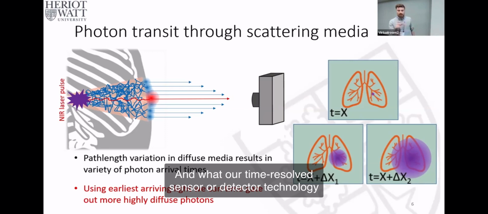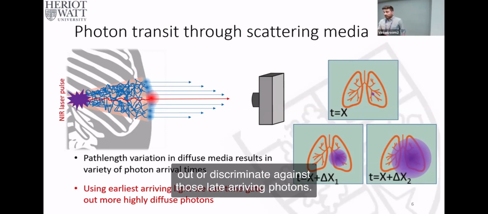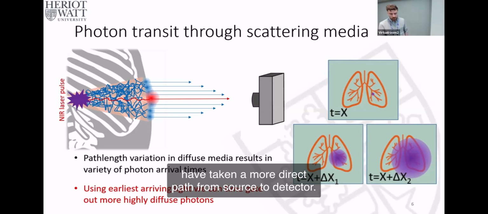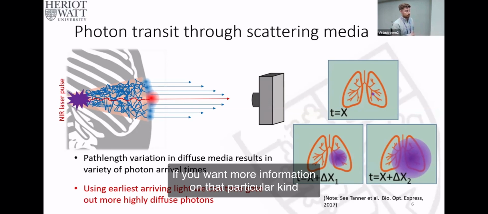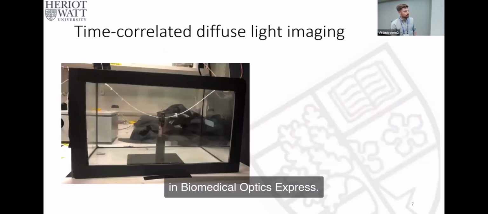Our time-resolved detector technology allows us to time-gate out, or discriminate against, those later arriving photons, so we can focus on the photons which have taken a more direct path from source to detector. If you want more information on that mechanism, you can see a paper by one of my supervisors in Biomedical Optics Express.